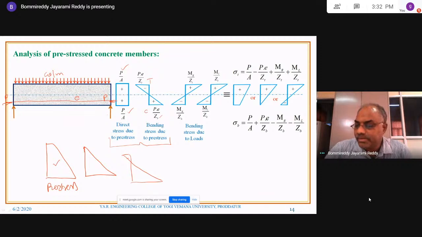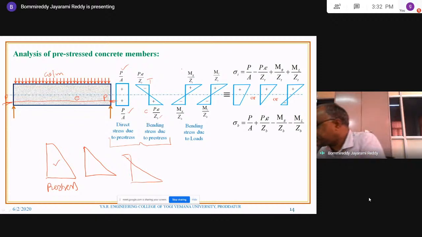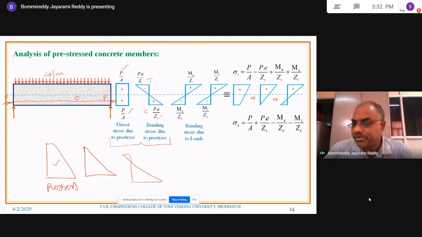Now, what are the types of loads acting on it? One is self-weight and another one is externally applied load. Now, Mg means bending moment because of the gravity loads, bending moment due to self-weight. You can calculate the magnitude of the bending moment due to self-weight and divide by Z. Similarly, Mg by Z is the bending stress because of the self-weight of the beam.